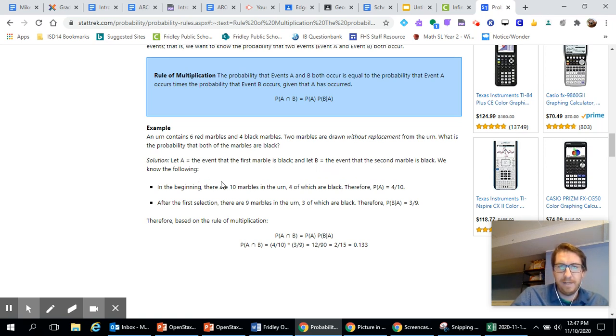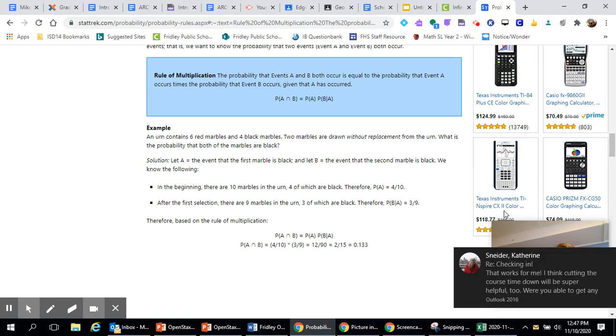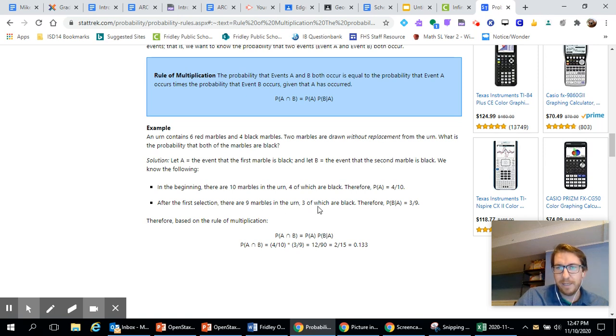And then we calculate the following here. In the beginning, there are 10 marbles, 4 are black. So the probability of the first draw is 4 out of 10 to be black. And after the first selection, now things have changed because we've set that marble off to the side. There are 9 left, and 3 of them are black because we need the first one to be black as well. So the probability that the second draw is black, given the first occurred, is 3/9.